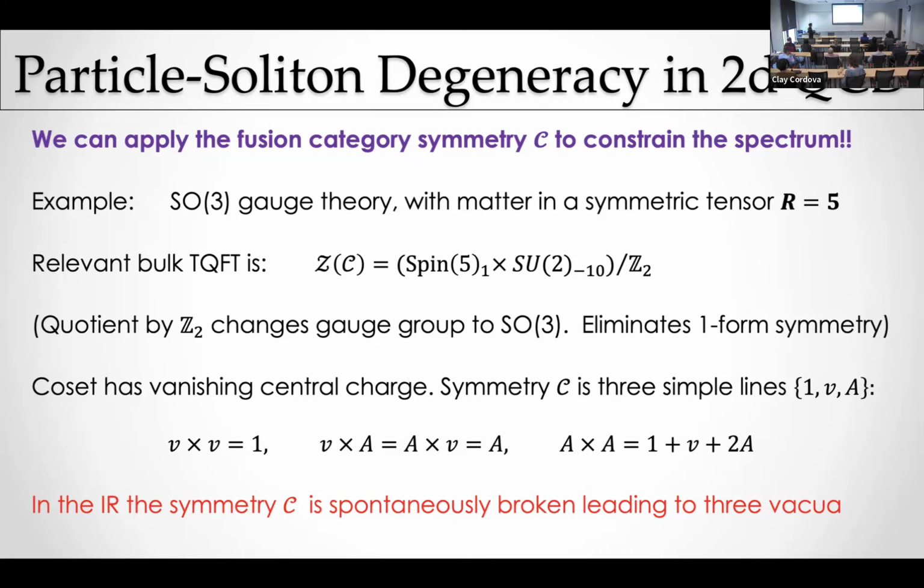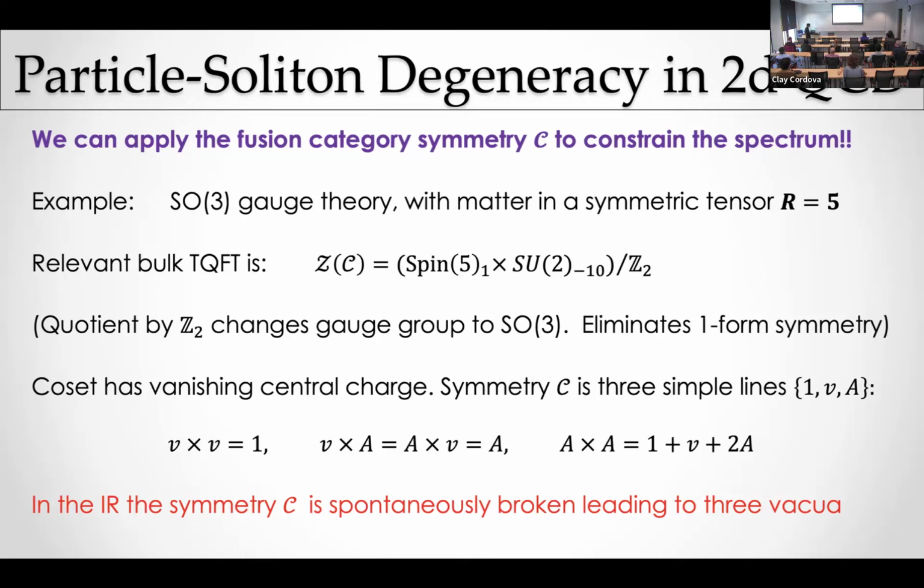So what's the symmetry here? The symmetry has 3 simple lines. There's the identity, there's some Z2 symmetry V, and then there's some non-invertible line that we call A. So you see, for instance, that A times A is a sum of a bunch of other things. That's this non-invertible fusion symmetry. It's not one that is very well studied. It doesn't have a fancy name as far as I'm aware. But it's the symmetry of this gauge theory.